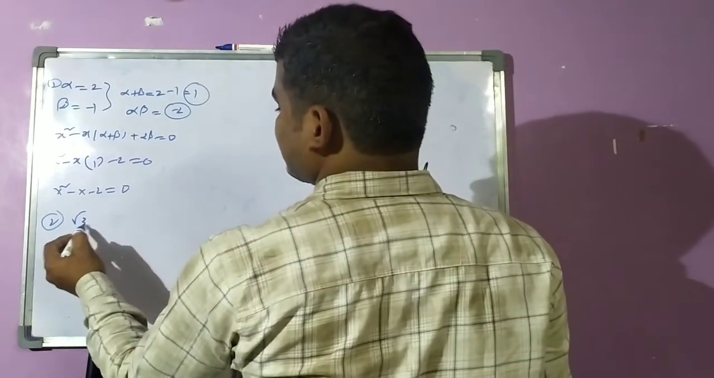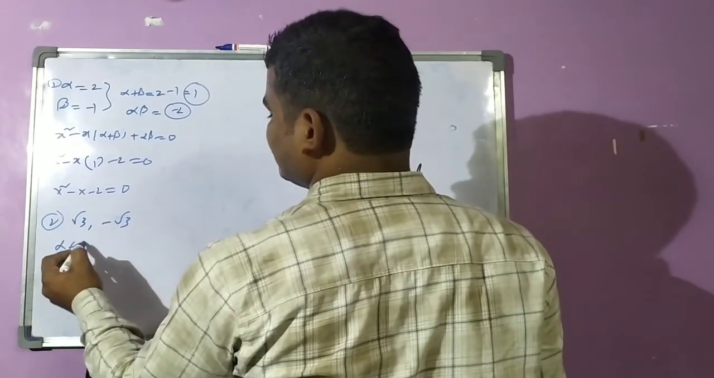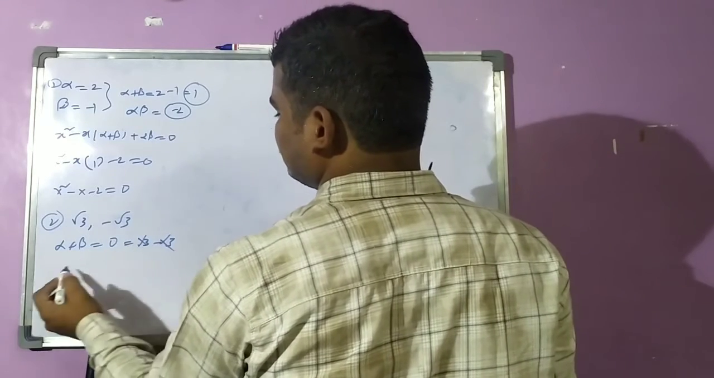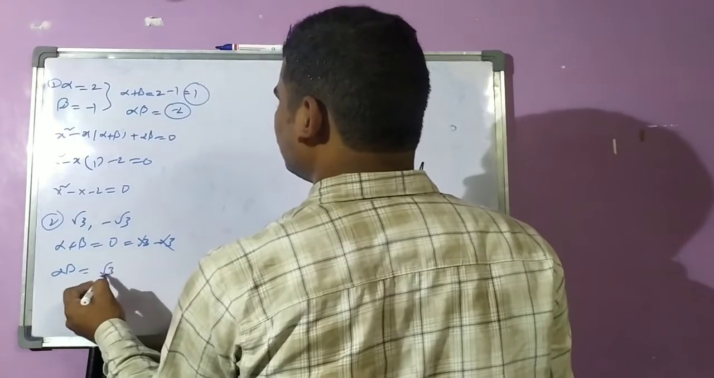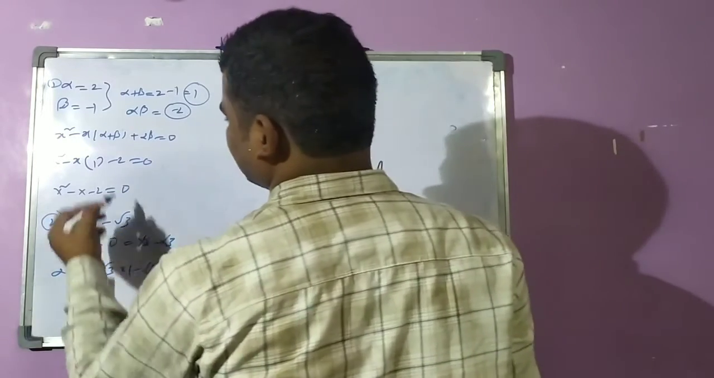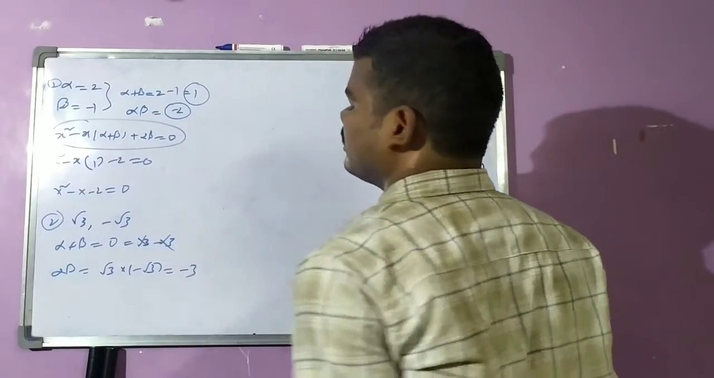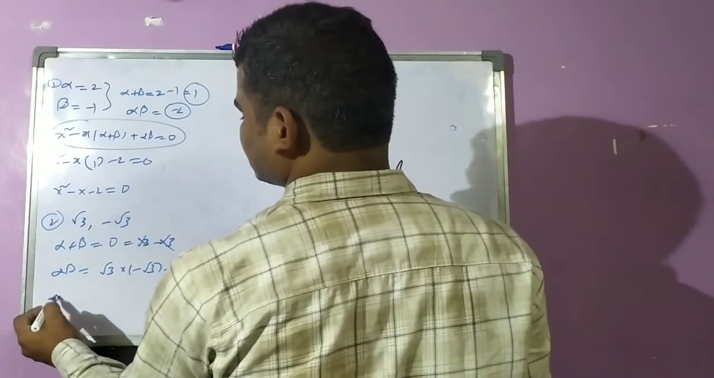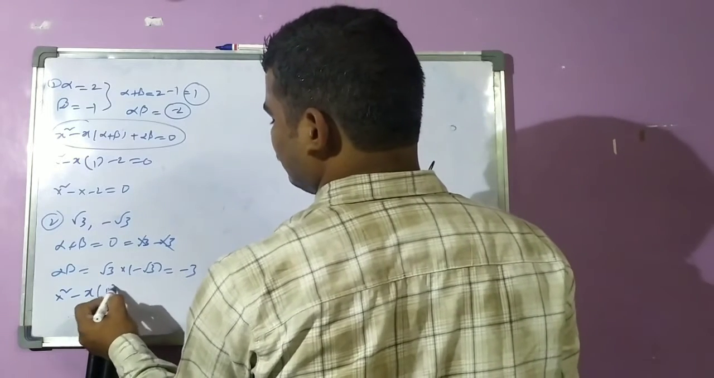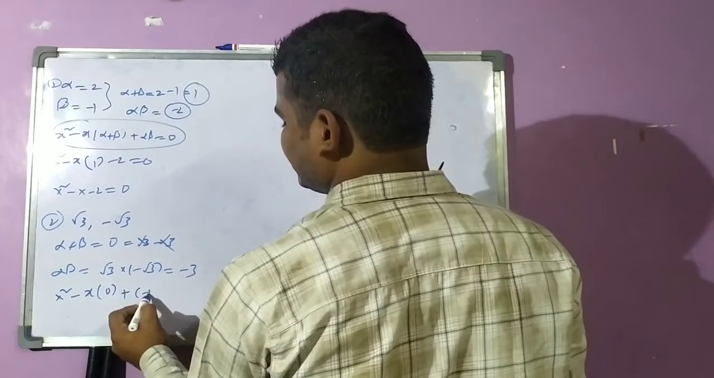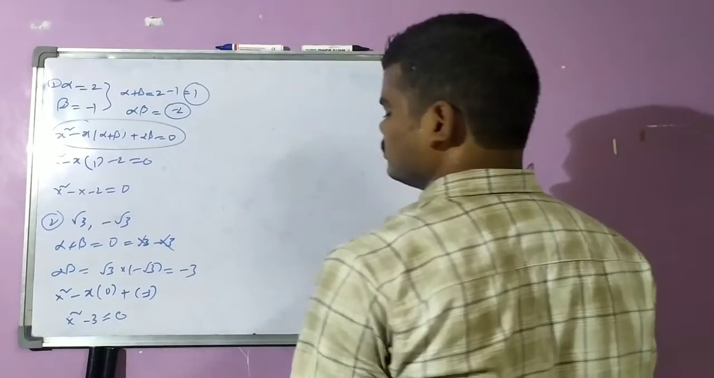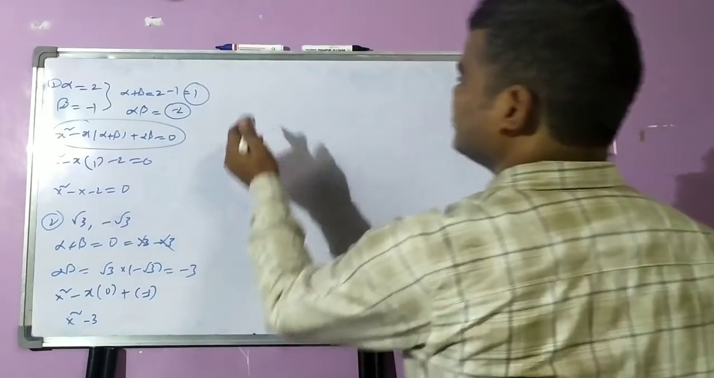Root 3 comma minus root 3. Alpha plus beta is equal to 0. Root 3 minus root 3, cancel, no? Alpha into beta is root 3 into minus root 3, which is minus 3. Now the general format of the polynomial is x square minus (alpha plus beta value, which is 0) x plus alpha into beta value, which is minus 3. So x square minus 3 is the polynomial.